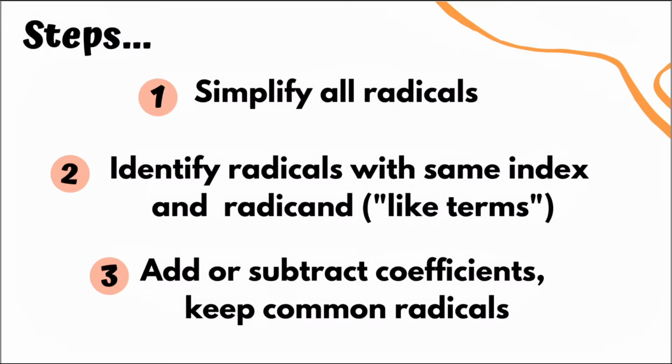Number 1, you need to simplify all your radicals if you can. Step 2 is to identify radicals with the same index and radicand, in other words, like terms. And then step 3 is to add or subtract coefficients and keep the common radicals. Let's take a look at some examples.